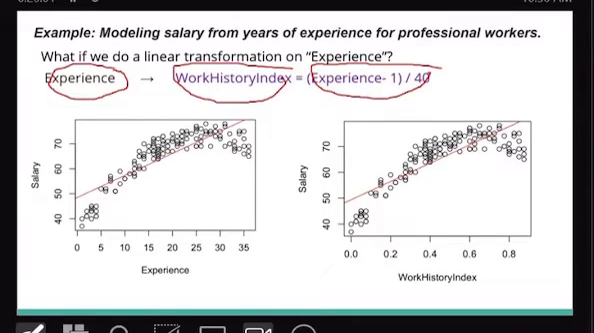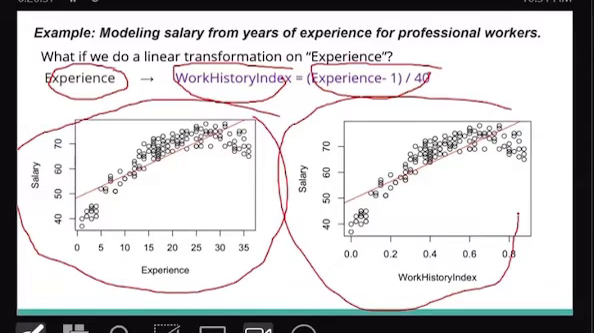That is a formula provided by economists to calculate the work history index. Does that make sense? That is a formula, but to us in statistics, that is a linear transformation. Why linear transformation? Because it doesn't change the shape when you use the original variable and the transformed variable. The shape is the same if you take a look at this, when I use experience and when I use the work history index.